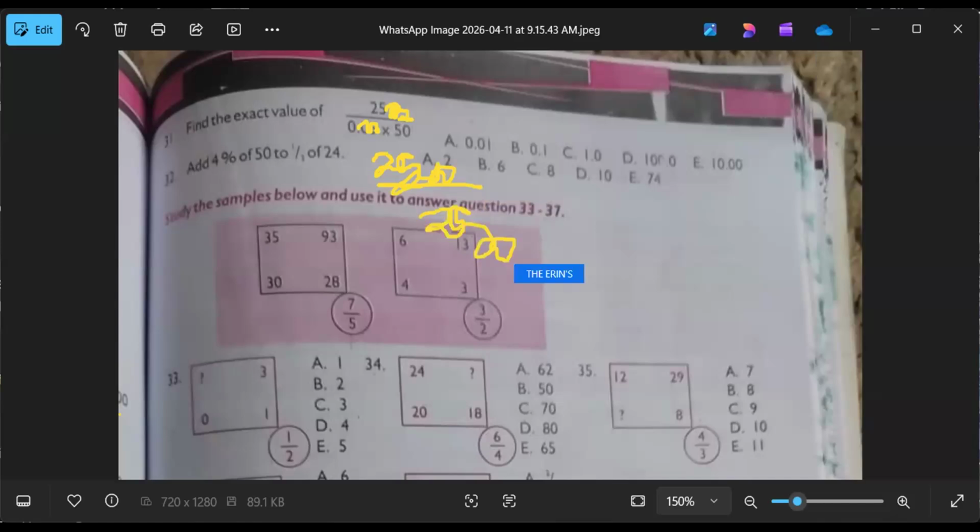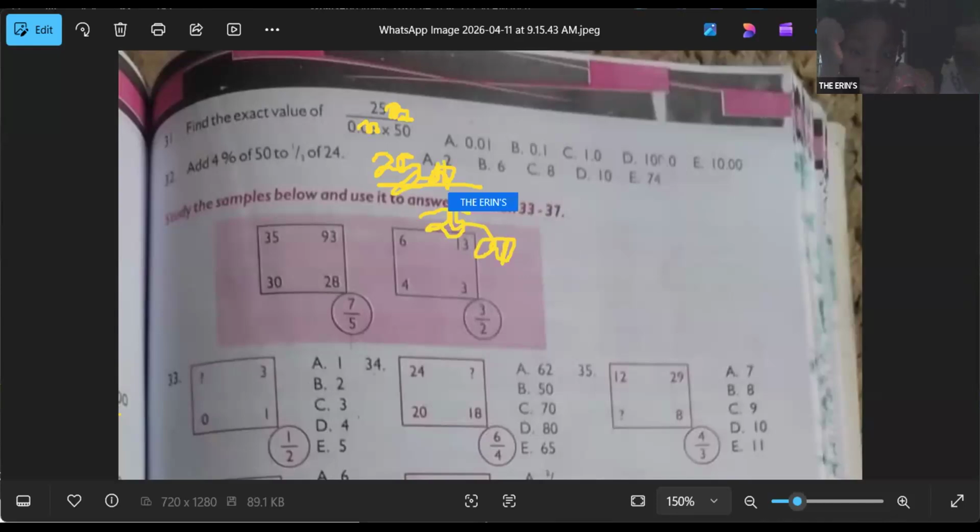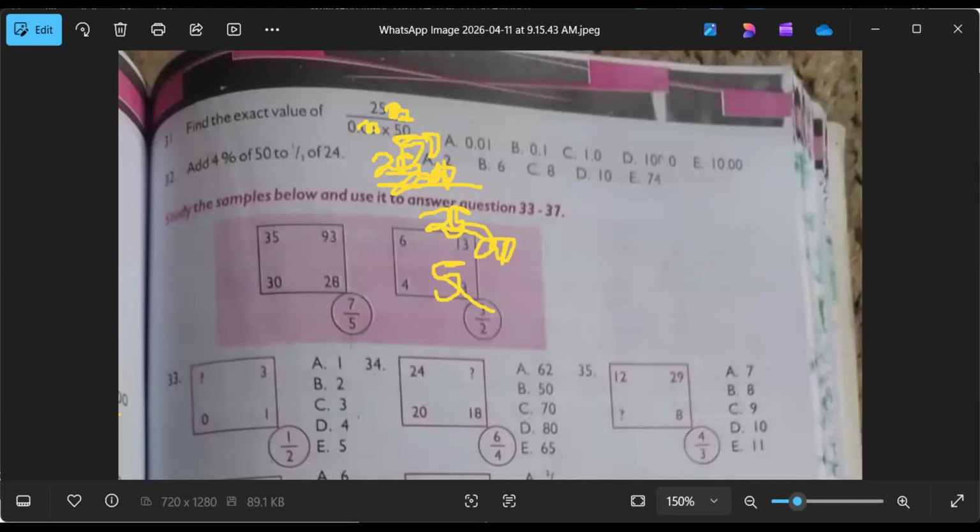So what would that give us? What would that give us? 10. That is 1.0. Good. Okay. So that's the idea. So please, you write down the steps in your book? Okay, please do.